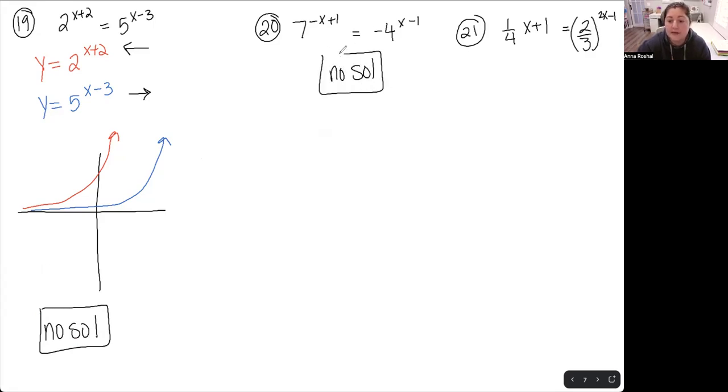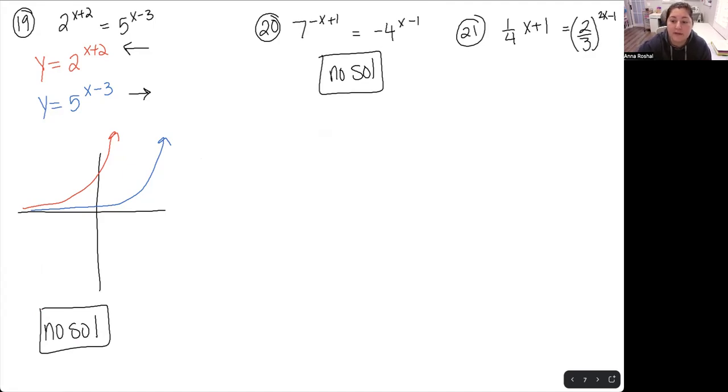Again, because there's no positive number that will give me a negative base that I multiply. Like if I do 7 times 7 times 7, however many times, it'll never give me a negative number. So I'm going to say that this is no solution.